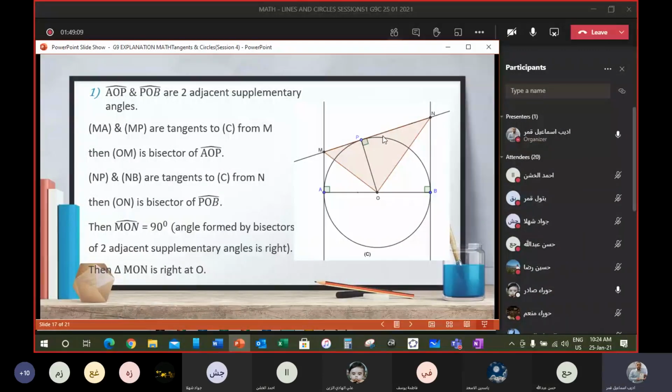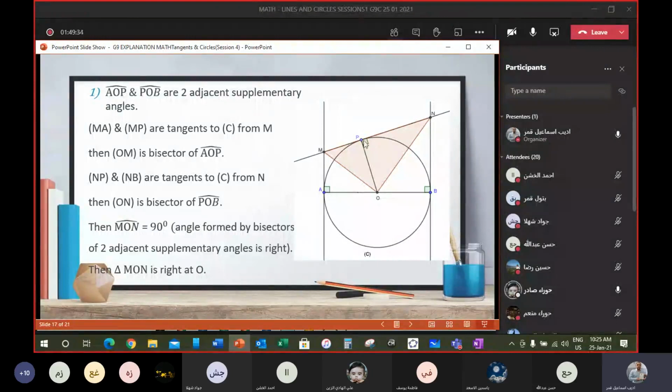So this is the figure, this is the circle, and this P is any point other than A and B. This is the tangent to the circle at P, and this is the tangent to the circle at A, and this is the tangent to the circle at B. The tangent to the circle at P cuts these two tangents at M and N. Required to prove that triangle MON is a right triangle.